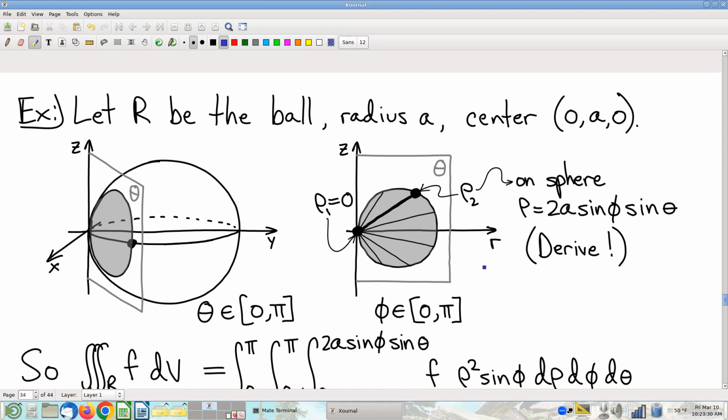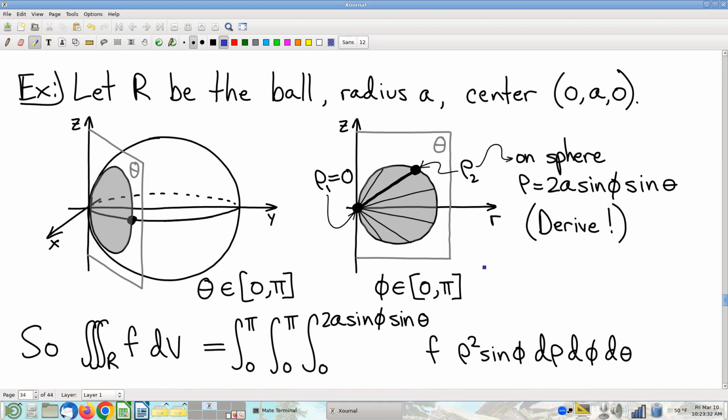Okay, so next example. Another ball, again of radius a, this time centered over here on the y-axis instead of the z-axis. Doesn't look like it's going to be very different. It's pretty different. And the reason for this is that spherical coordinates, of course, is not symmetric with respect to rectangular coordinates. The z-axis is special for spherical coordinates. So in fact, a very different question.